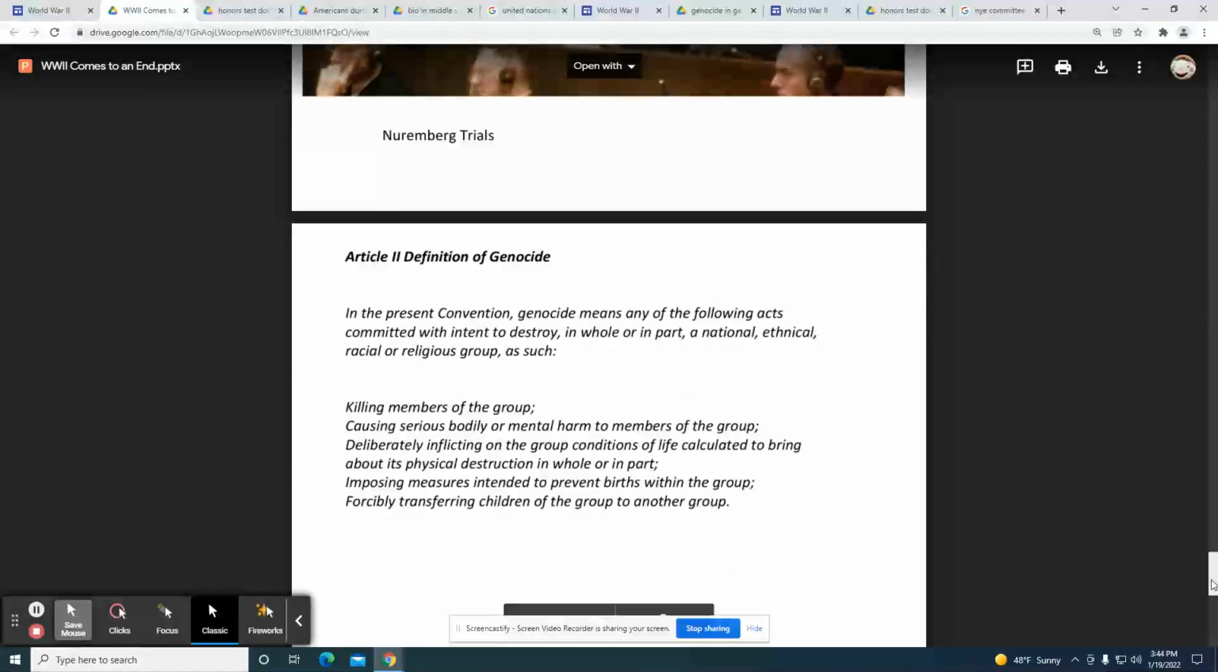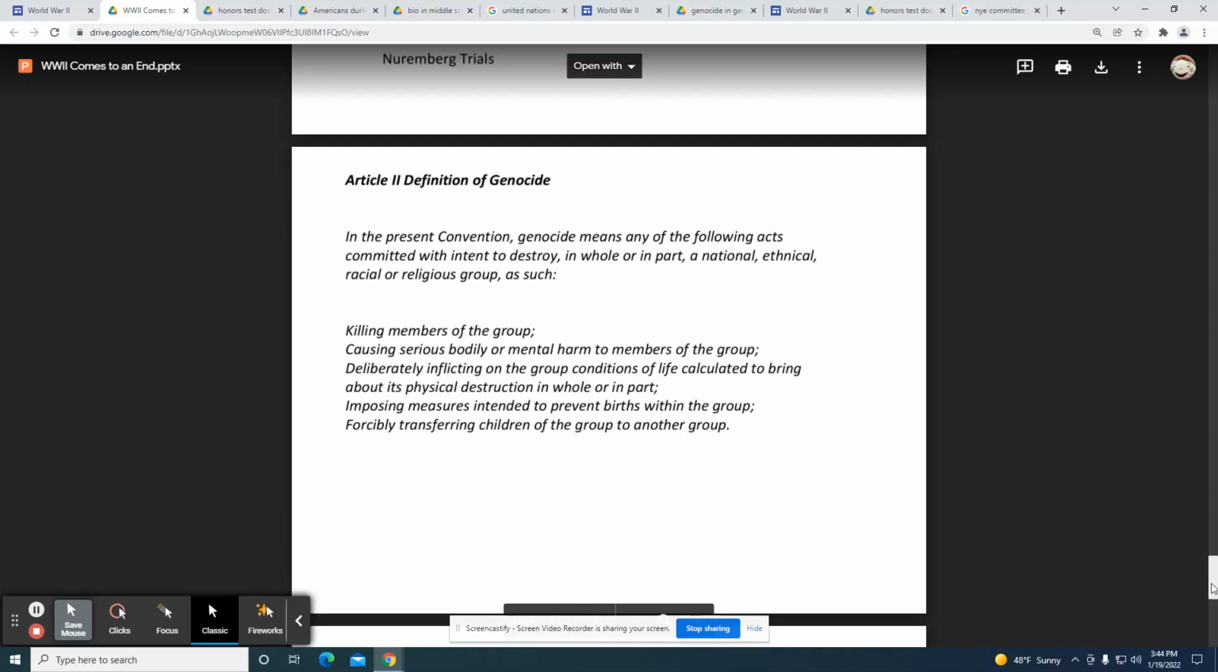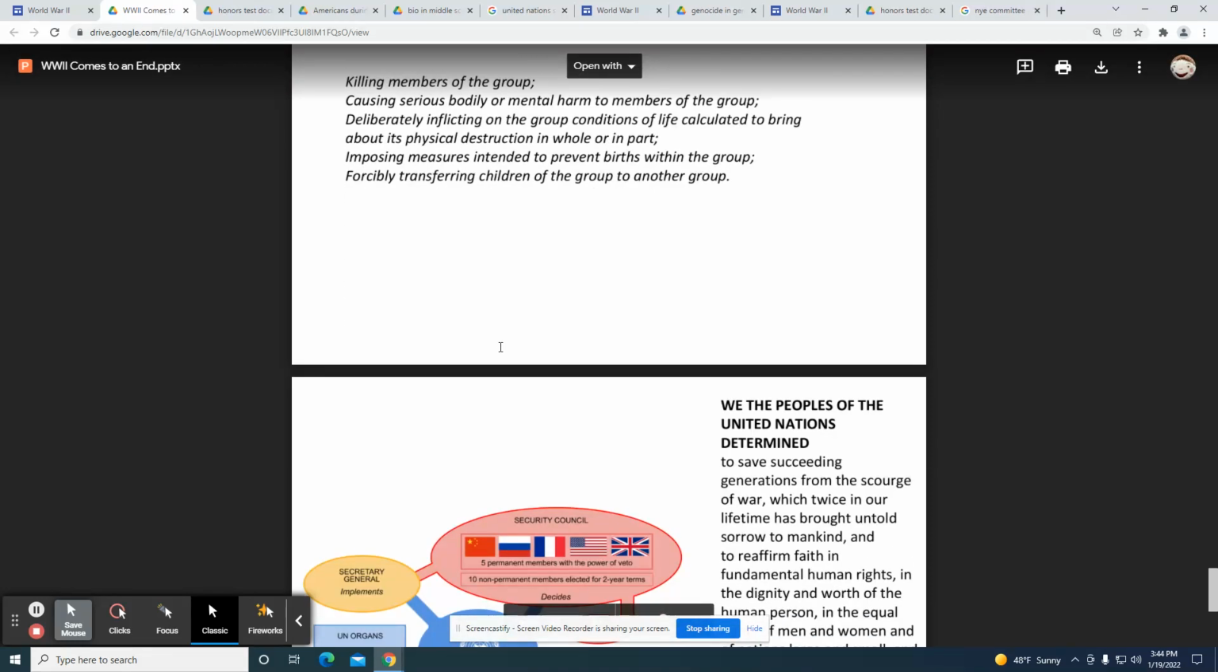Let's see, what else do we have here? The definition of genocide will be on the test. It will have A, B, C, D, and E. Then you're going to have to look at an event and determine which part of the definition of genocide is being violated.